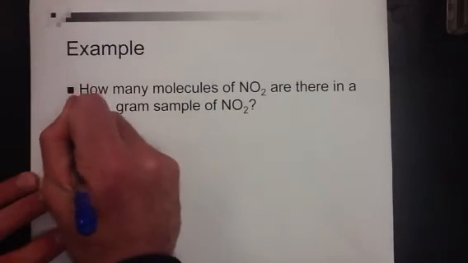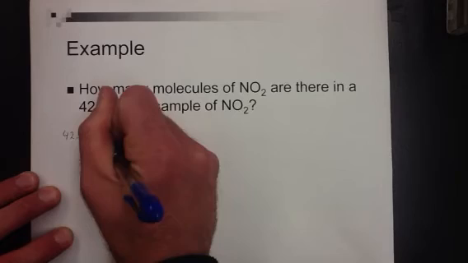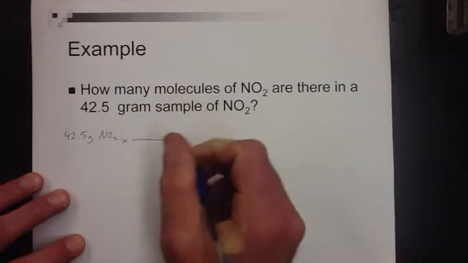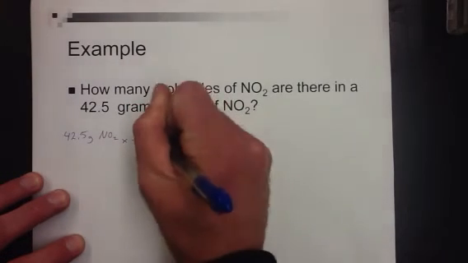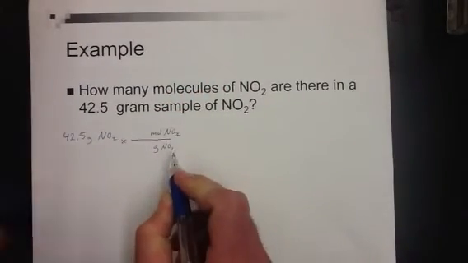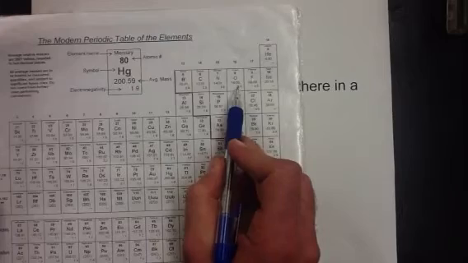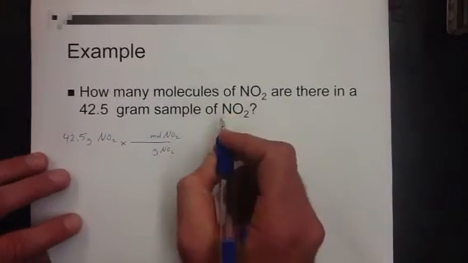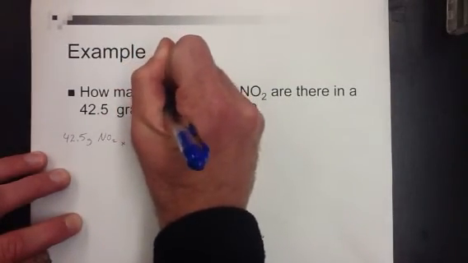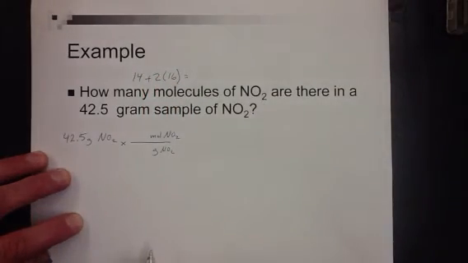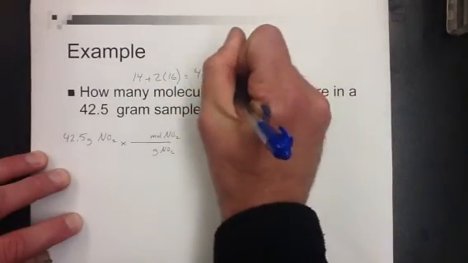All right, so starting with 42.5 grams of NO2, we need to take the molar mass of NO2, do grams of NO2 on the bottom, and moles of NO2 on the top. So to find the molar mass of NO2, we look at the periodic table, and we need to find nitrogen and oxygen. So nitrogen's 14, oxygen's 16. We need to add those together. So we have 14 for the nitrogen plus 2 times 16 for the 2 oxygens. And so when you do that, you find out the molar mass is 46 grams per mole.